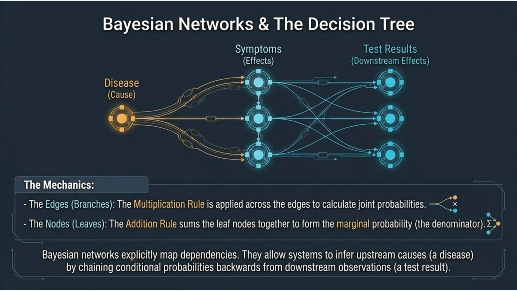Bayesian networks and the decision tree. Disease causes symptoms. Symptoms drive test results. Edges apply the multiplication rule for joint probabilities along paths. Leaf nodes sum via the addition rule to build marginal denominators. Networks map dependencies explicitly so systems infer upstream causes, like disease, by chaining conditionals backward from downstream observations like test results.